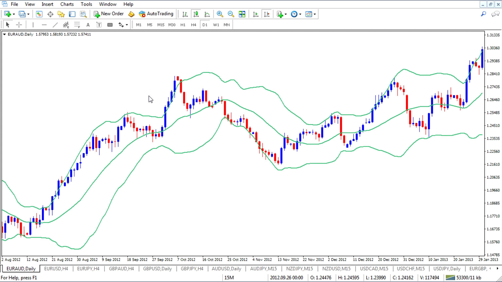And then when the price breaks outside of the band, we have a trend that could potentially be developing, or at least a substantial market movement. So this is the Bollinger Band squeeze.